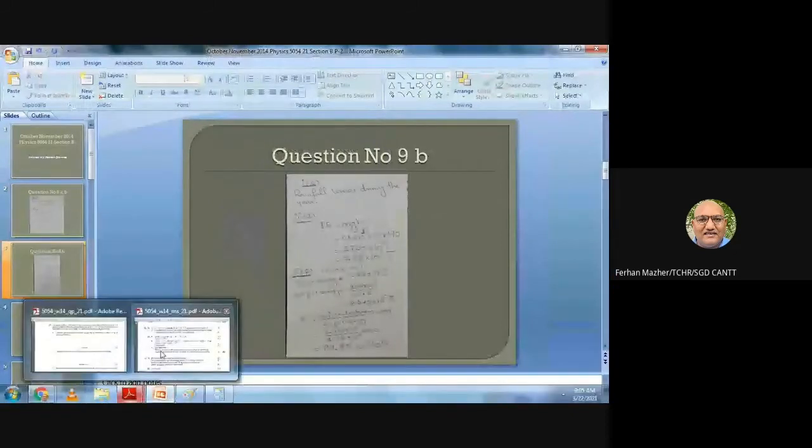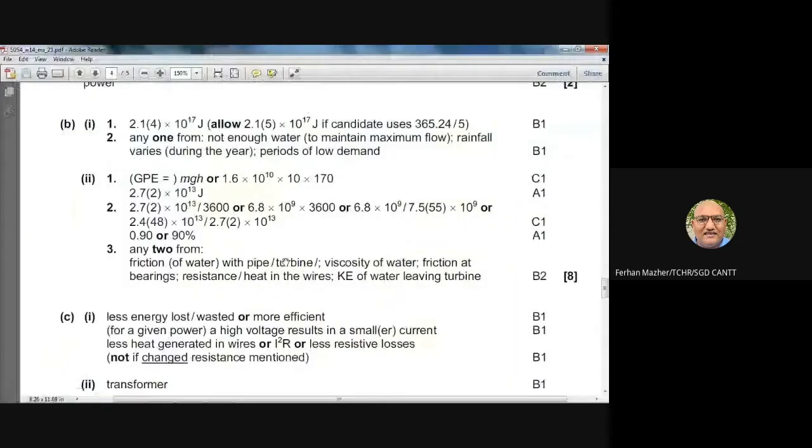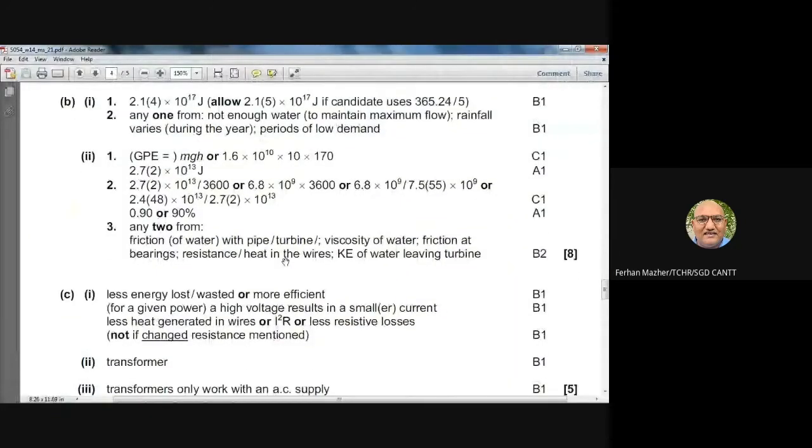So let me show you the marking scheme. The B second first part. You can see it's a 2 mark numerical. The final answer here, you can see this. This is 2.7 x 10^13 joules. I hope that you have understood this.